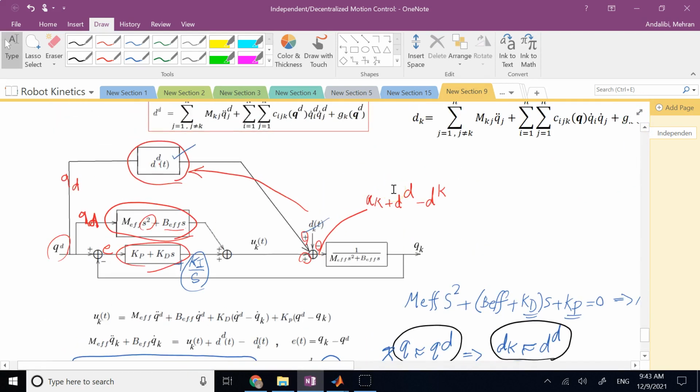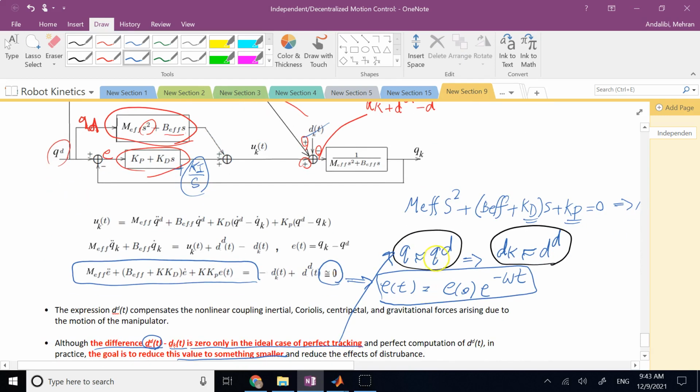The second thing is, you might say, well, why didn't you use the components of q, q dot, and q double dot in this computed torque? Why did you use the desired components q_d, q_d dot, and q_d double dot in D_D? Because if you use the q's in the formula for D_D, then D_D would be identical to D_K at all times, and there would be no need for me to assume that q and q_d are close.